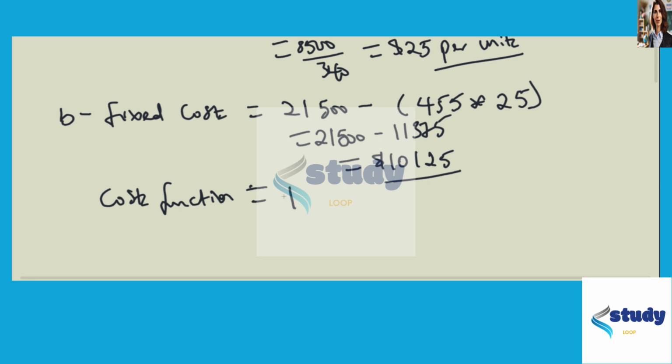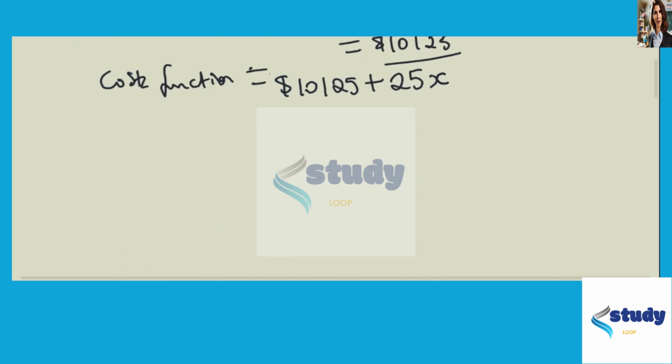So the cost function that we're to find would be equal to 10,125 plus 25x, where x is the estimated reports. So that's the cost function. This is the second question we did.